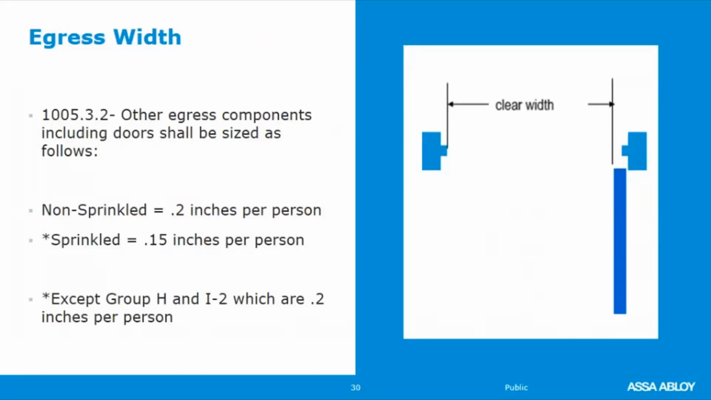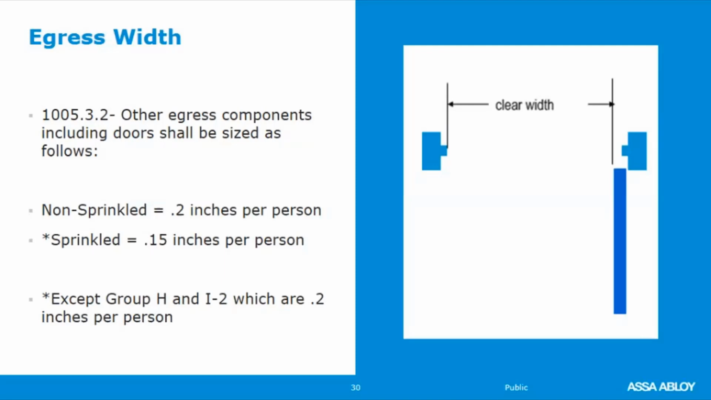As I mentioned earlier, the egress width is measured from the face of the door to the face of the stop when the door is open 90 degrees. And you don't have to take the hardware into consideration unless it projects more than 4 inches off the face of the door. And in order to determine how much egress width that we need, our other egress components, which would include doors, will be sized as follows.